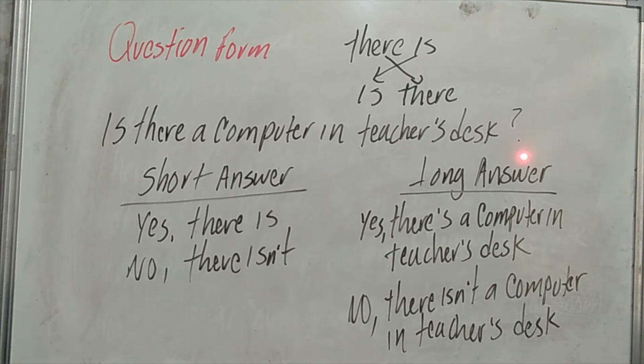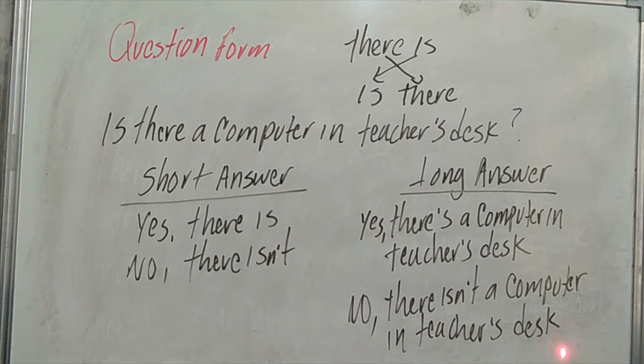And we want to have two kind of answers. We want to have the short answer and the long answer. Okay? For example, is there a computer in teacher's desk? Yes, there is. No, there isn't. Until there. No more. Or if we want to have the long answer, that's going to be, is there a computer in teacher's desk? Yes, there is a computer in teacher's desk. Or no. There's not a computer in teacher's desk, right? Very easy, right? A ver, let's check it.